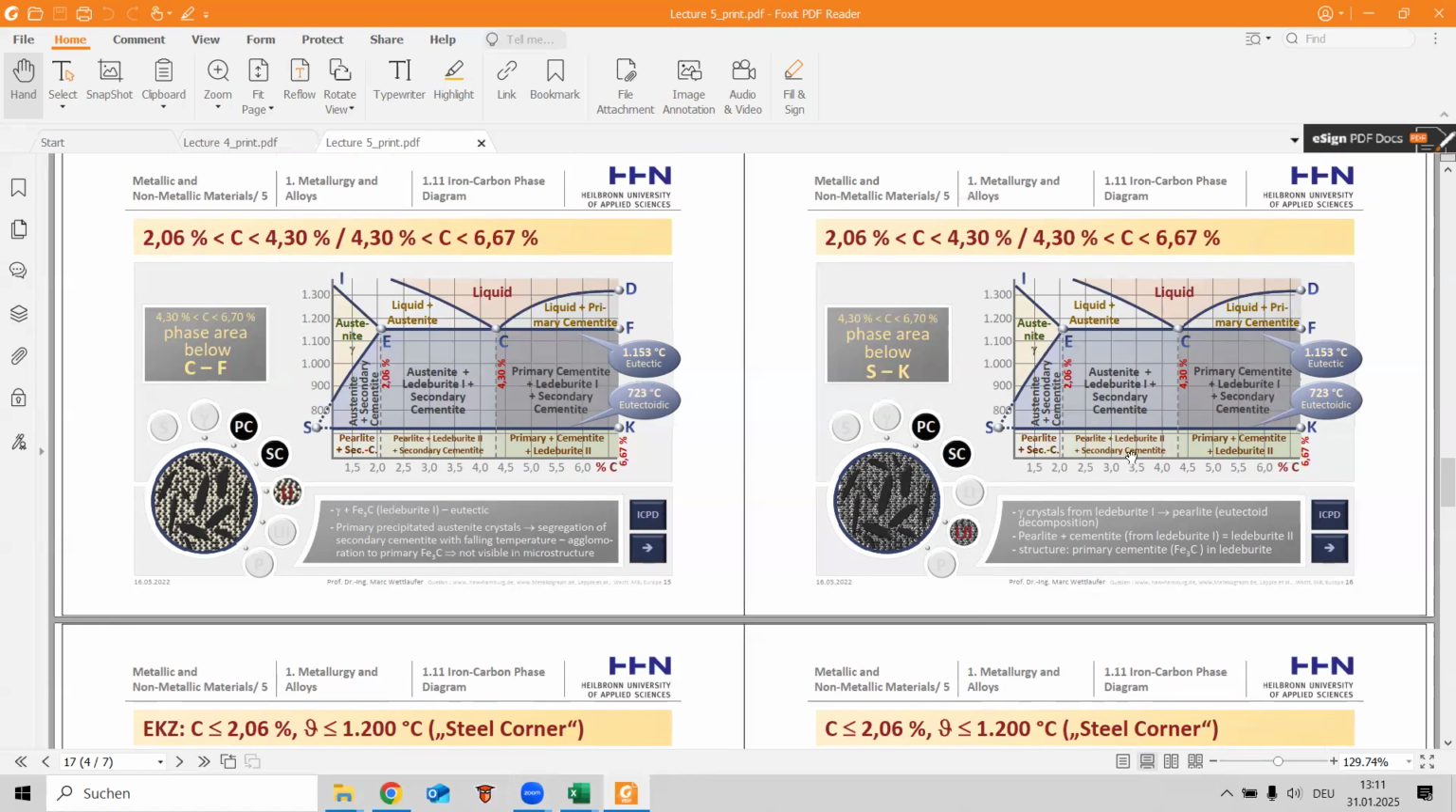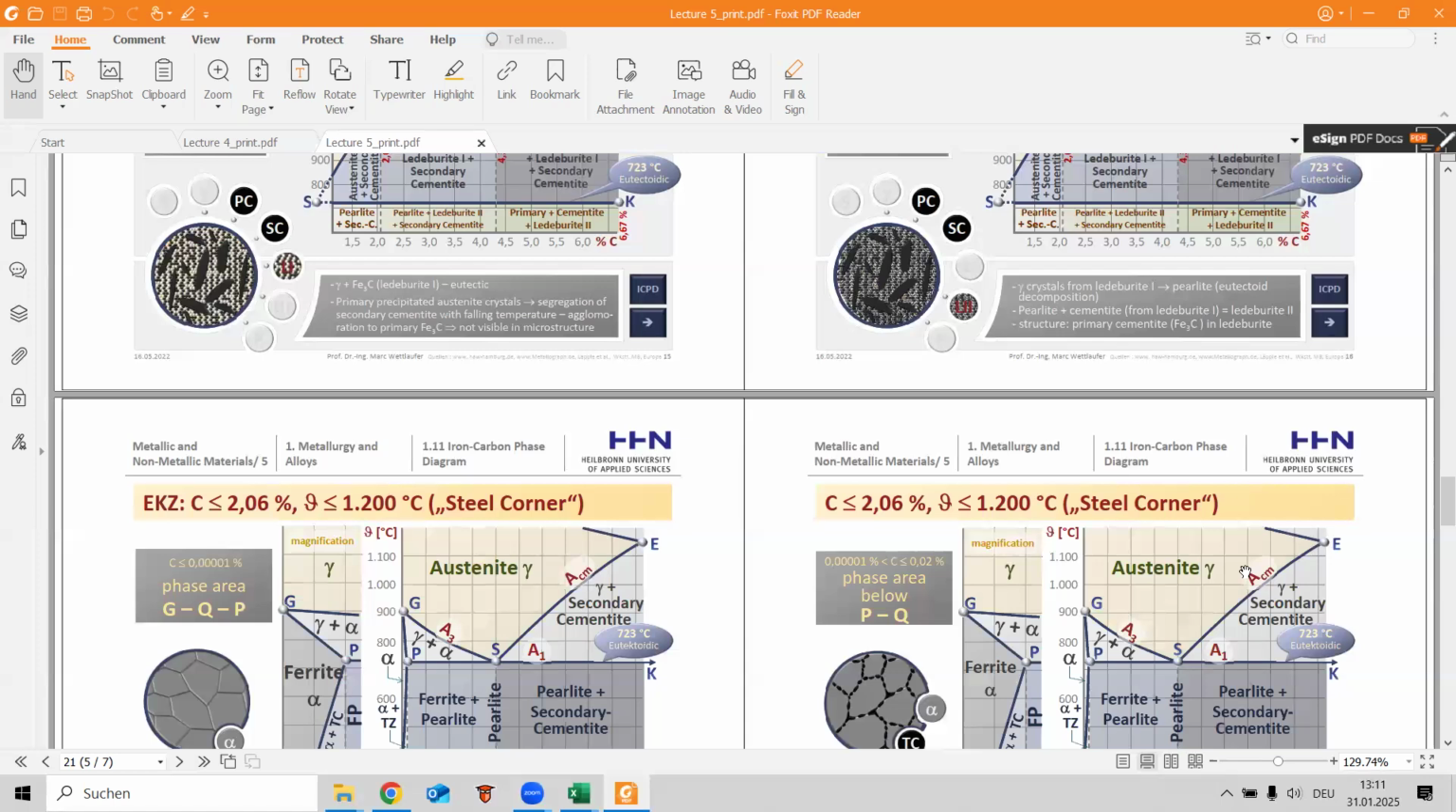Here we have the area below SK, austenite crystals, transforming ledeburite 1 to ledeburite 2, with decomposition of the cementite from ledeburite 1 to ledeburite 2 and primary cementite structure, ledeburite 2.